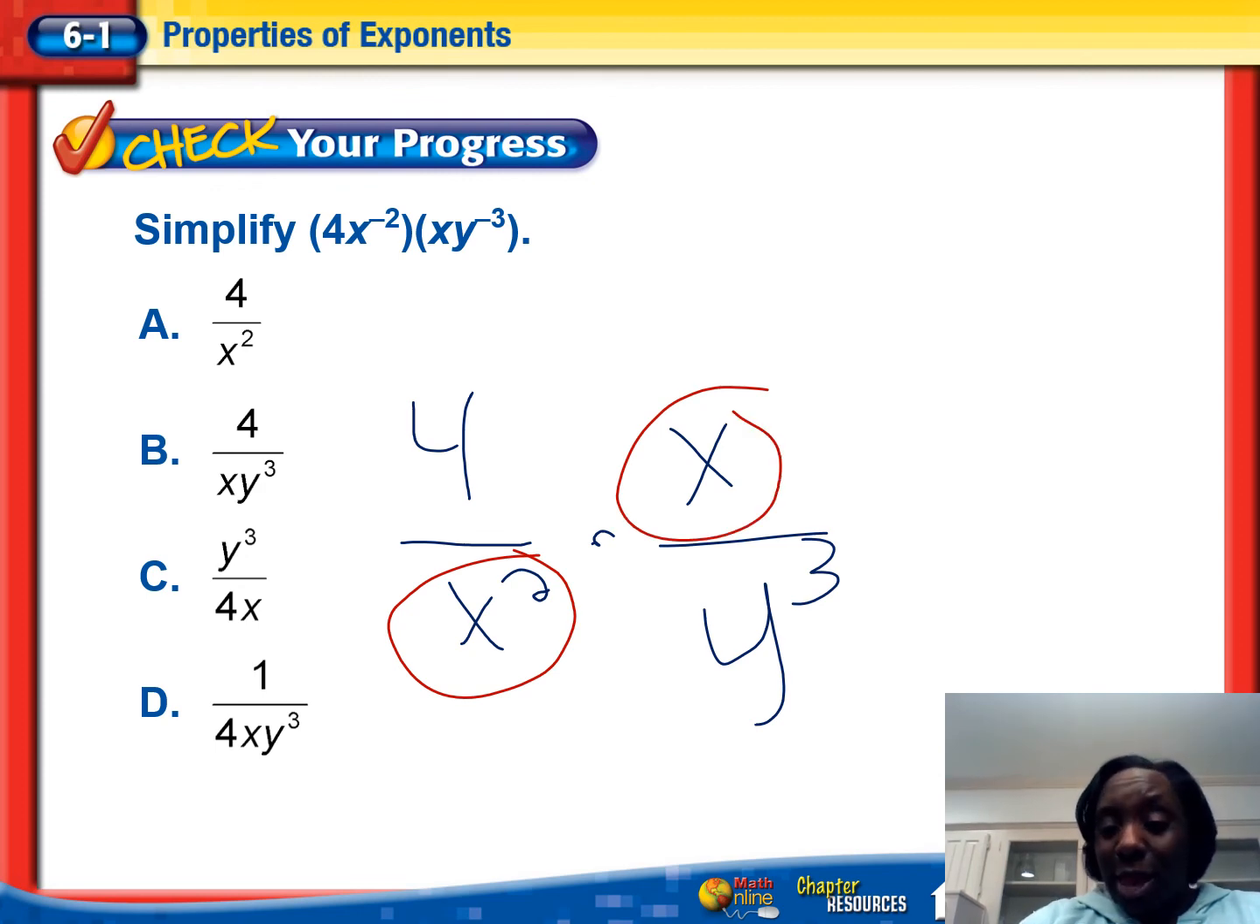Where are there more x's, denominator or numerator? There are more x's in the denominator. So 2 minus 1 x gives you x. So I need to answer with x in it. So a is removed. I also need a 4 that's in the numerator because there's no reason for 4 to go down. It didn't have a negative exponent. See our answer? There you go.